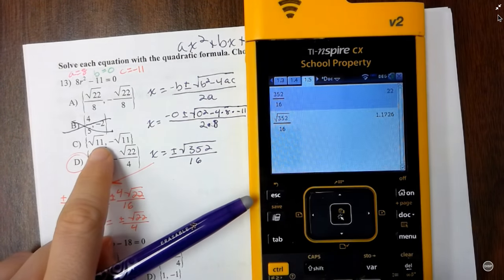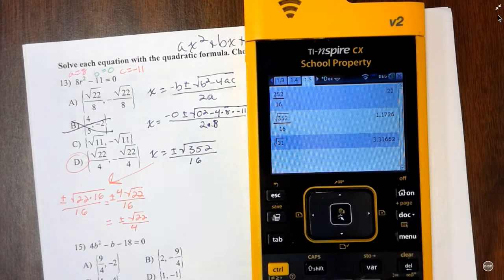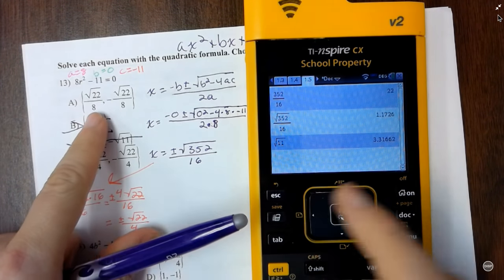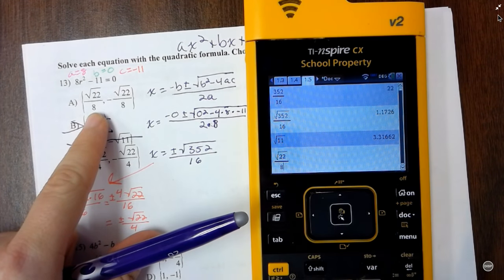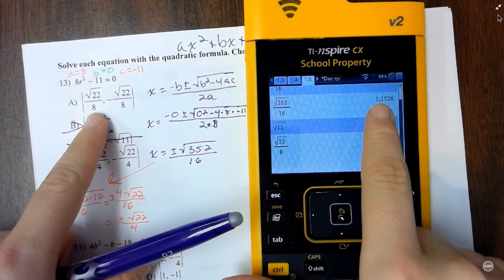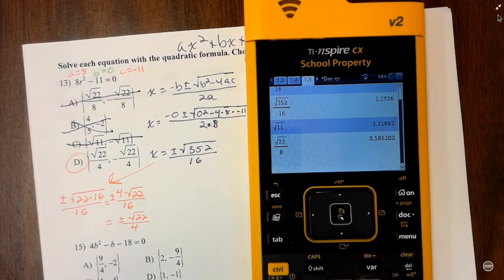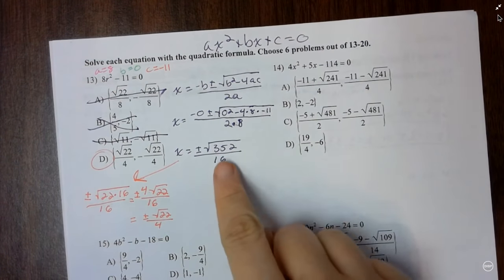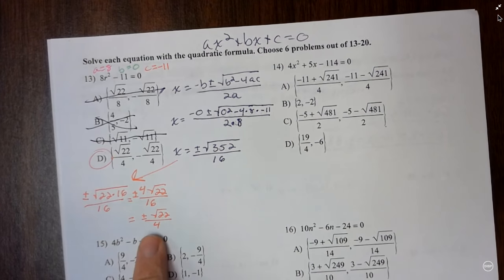So let's try C because that's easy to try. Square root of 11 is not 1.17, so you could eliminate C. And then try A. Square root of 22 over 8 comes out to 0.586, which is not 1.17, which is what we know the answer is. So it's not A, that leaves us with D. So when you're doing these, trying to pick the correct answer, remember you can use a decimal approximation to pick, or you can simplify it by hand and just see which one matches.